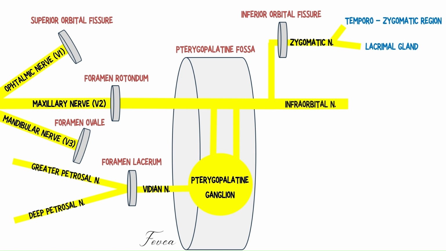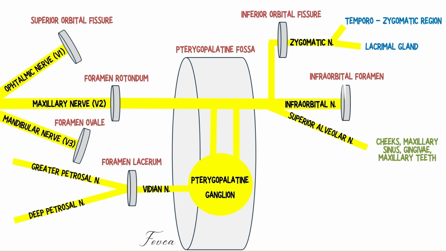The infraorbital nerve is the direct continuation of the maxillary nerve and forms the superior alveolar nerve, which with its branches provides sensory innervation to the cheeks, maxillary sinus, gingivae, and maxillary teeth. Coming out of the infraorbital foramen, it divides into 4 branches that provide sensory innervation to the skin of the eyelid, nose, cheek, and upper lip.